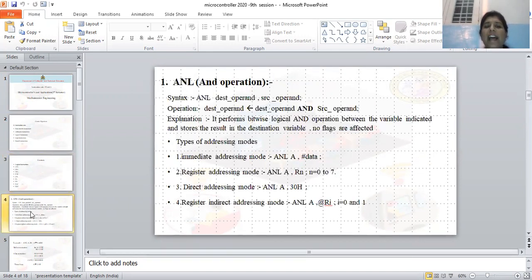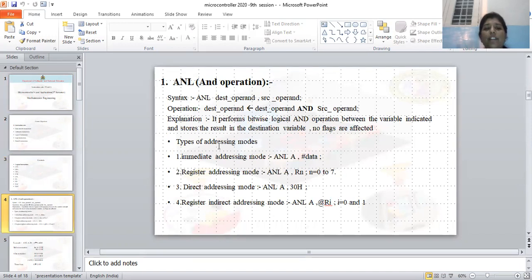Let me discuss the AND instruction of the logical instruction set. The syntax of the AND instruction is ANL destination operand, comma, source operand. The operation of this ANL instruction is that it will AND the destination operand with the source operand and the result will be stored into the destination operand.